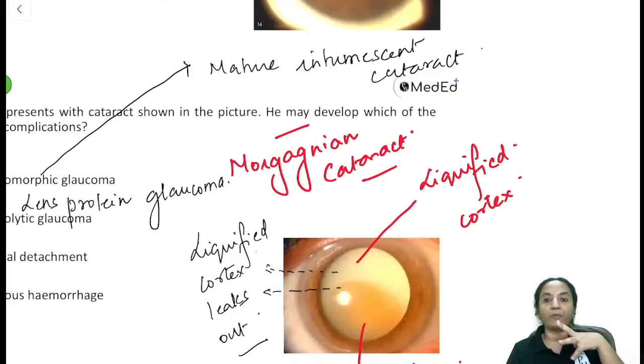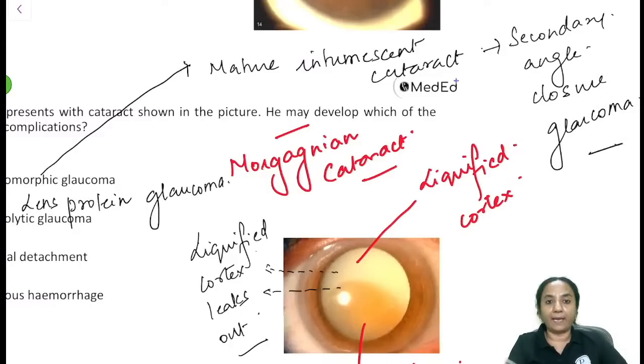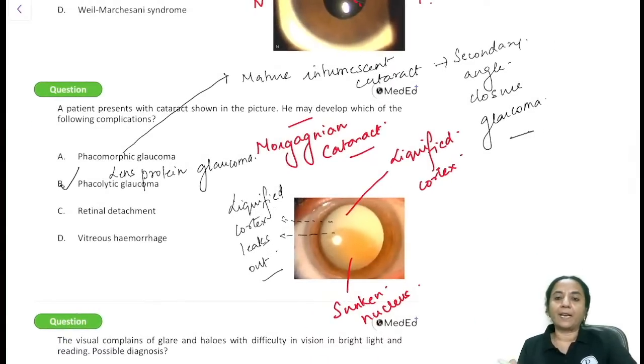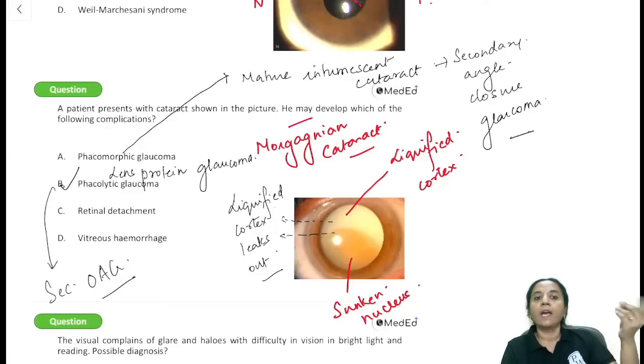That is phacomorphic. So phacomorphic is a type of secondary angle closure glaucoma, where the swollen lens pushes the iris forward and closes the angle. However, in this Morgagnonian cataract, the liquefied cortex leaks out and blocks the pores of the trabecular meshwork, and this is phacolytic glaucoma, which is a type of secondary open angle glaucoma. Phacomorphic is secondary ACG, phacolytic is secondary OAG. Please remember this.